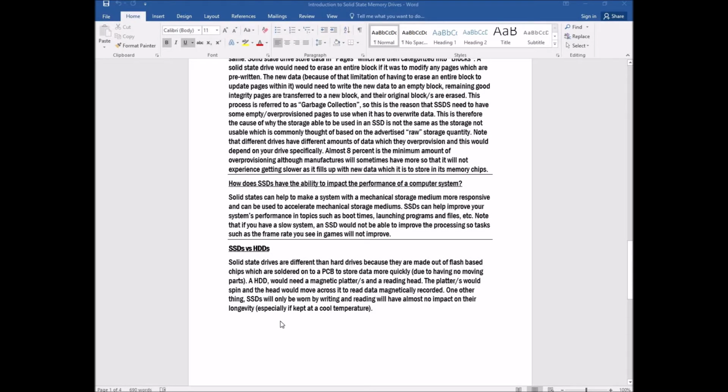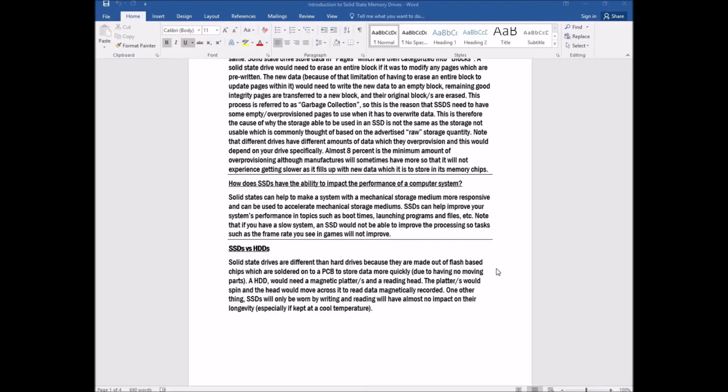Solid-state drives versus hard disk drives. Solid-state drives are different from hard drives because they are composed of flash-based chips, which are soldered onto a PCB to store data more quickly, due to not having moving parts. A hard drive would need mechanical platters and a reading head. The platters would spin and the head would move across them to read data which is magnetically recorded.